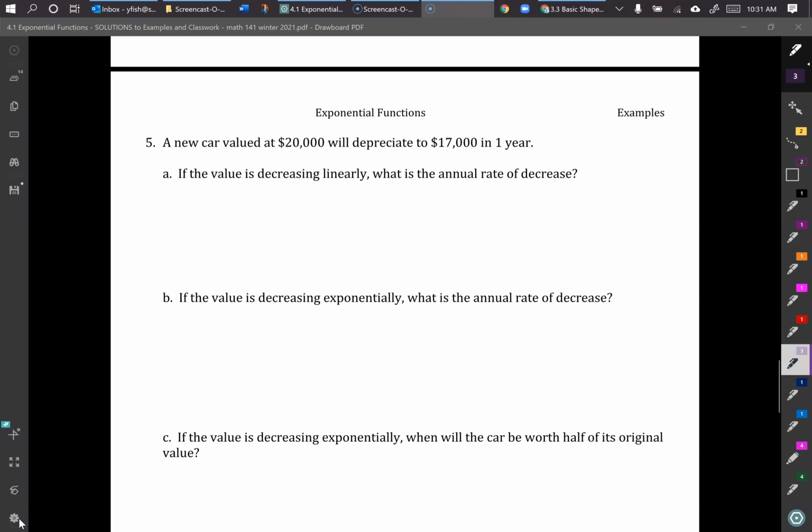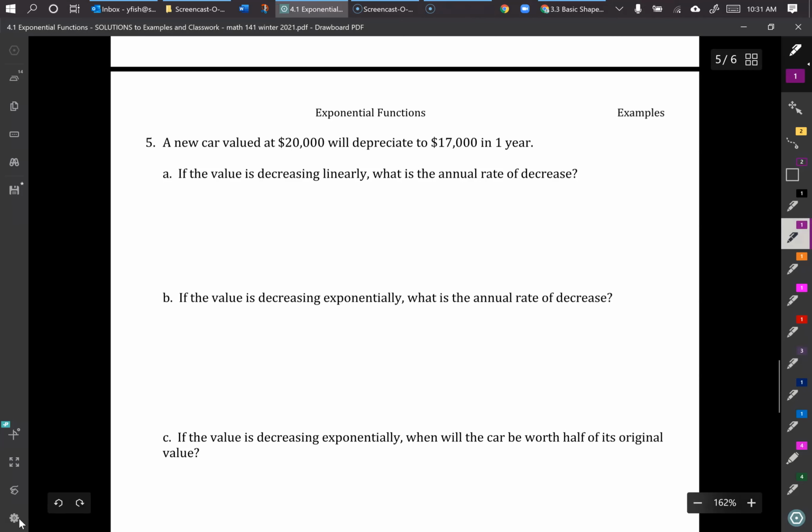This is section 4.1, part 3 on videos for examples and classwork. So this one, we'll kind of do it together as an activity, but again, you can try at any point on your own. So we have this new car is valued at $20,000.